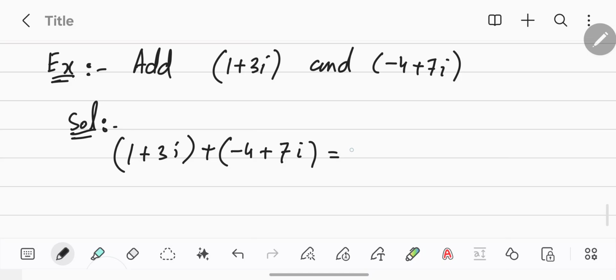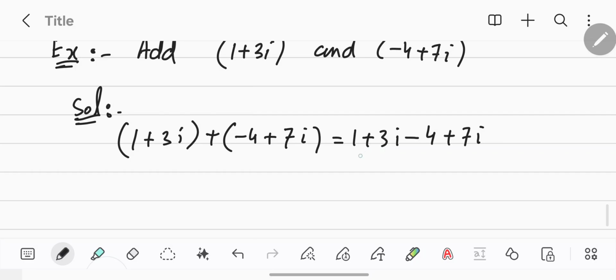So first of all, I will break the brackets. Okay, I break the brackets. And now I will add the real parts. What's the real part of this? It is 1. And the real part of this is 4, negative 4. So I will add 1 and negative 4, okay? 1, negative 4. Plus the imaginary part of this is 3.